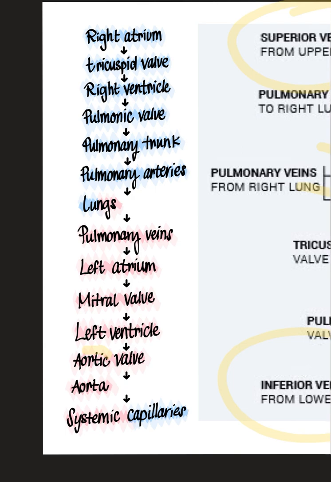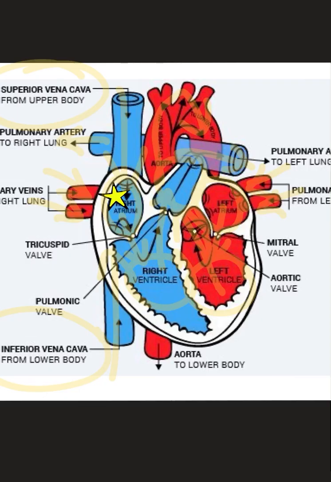At systemic capillaries, tissues get oxygen, and that oxygen will no longer be in the blood, and now that deoxygenated blood needs to make it back to the right atrium and does so via the superior vena cava and inferior vena cava.